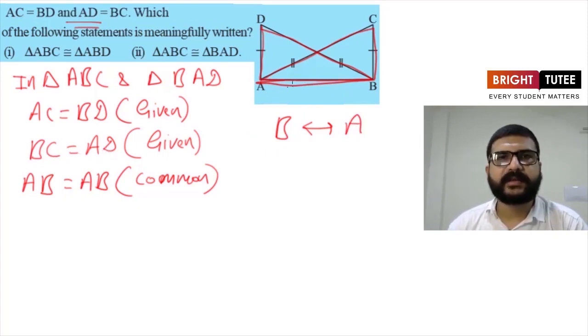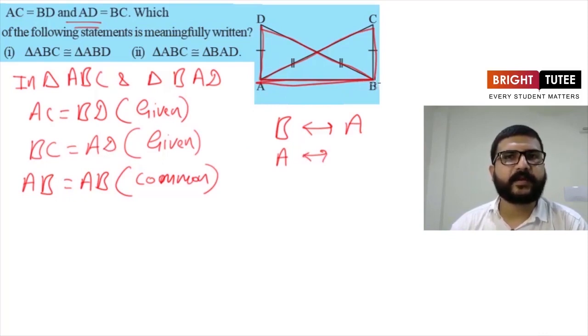Then we have BC is equal to AD. So what we can say from here, here is the BC. Now the vertex opposite to BC from triangle ABC is A. So it means A corresponds to the vertex which is opposite to AD, and that will be vertex B from triangle BAD. So it is B here. Now we can see here B corresponds to A, A corresponds to B, and then we are left with C from the first triangle and D from the second triangle. So we can directly write that C corresponds to D.